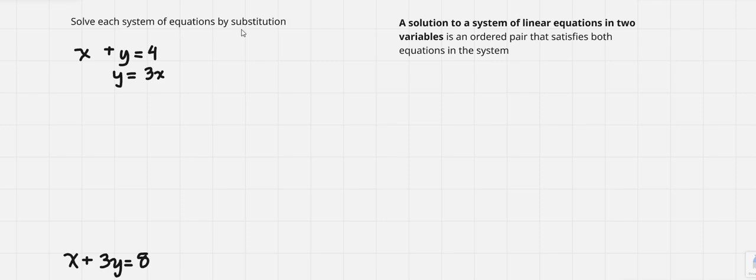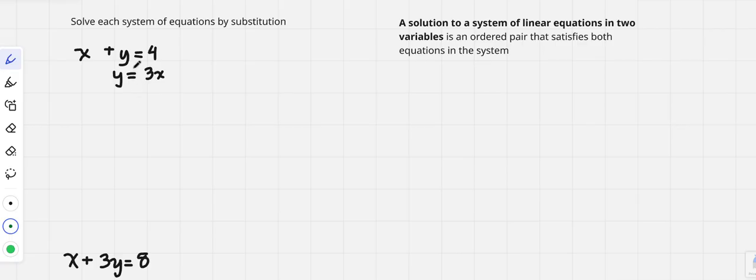Solve each system of equations by substitution. Now it's important to know a solution to a system of linear equations in two variables is an ordered pair that satisfies both equations in the system.